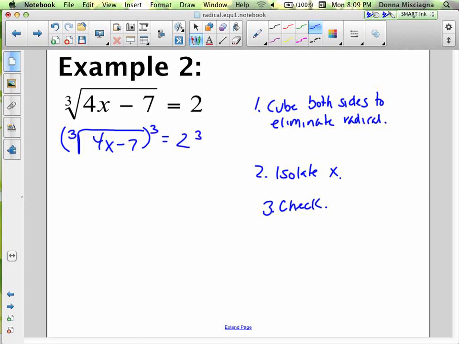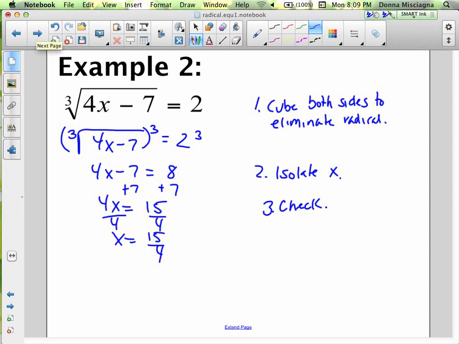Cube and cube root cancel, so we have 4x minus 7 equals 8. And now isolate x. We'll solve for x. So we'll add 7 to both sides. So we have 4x equals 15. Divide both sides by 4. X equals 15/4. Don't change it to a decimal. It's easier to work with as a fraction. Trust me. We need to check our solution.